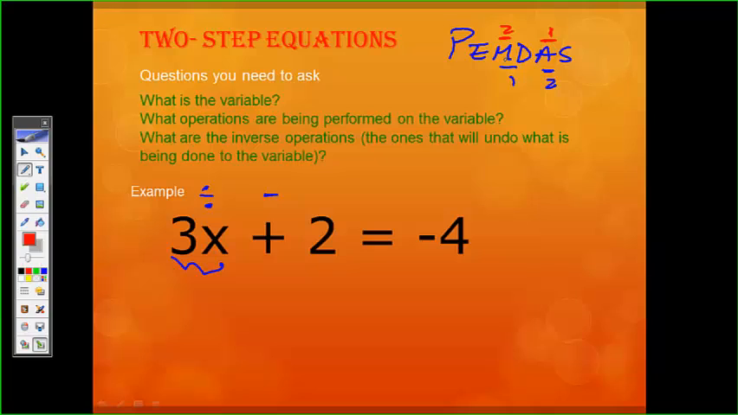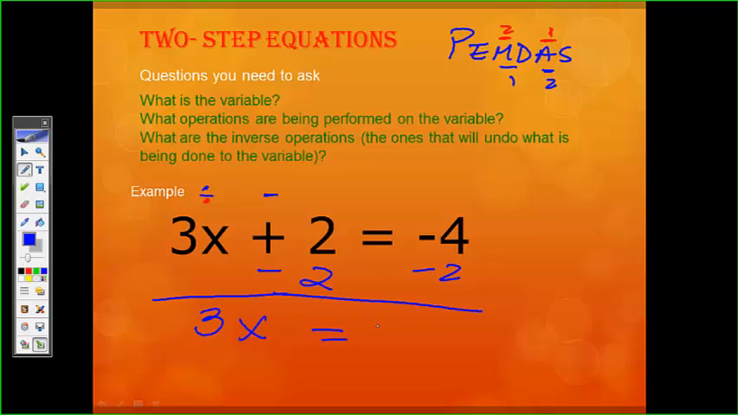Instead of multiplying first, we are going to undo the addition first, and instead of adding second, we are going to undo the multiplication as our second step. Once again, why are we doing that? Because we are working backwards. So let's go ahead and undo the addition. So this is plus 2. Let's go ahead and take away the plus 2 by doing minus 2. And we bring down 3 times x is equal to negative 6.